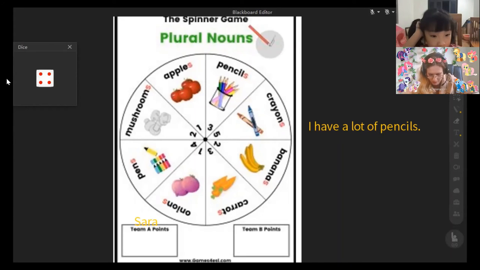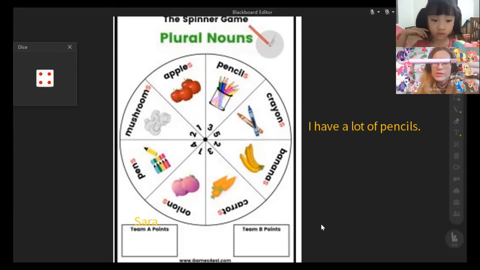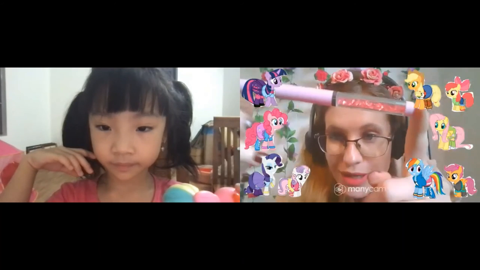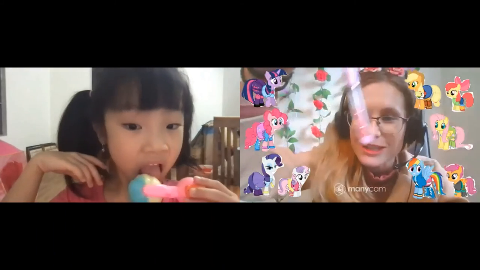Let me, here we go. I have one pen. How many pens do you have? Just one? One pen is yellow. Oh, this is my favorite pen. It's this pink pen. You see, look here. And it has some glitter in it. Some pink glitter.